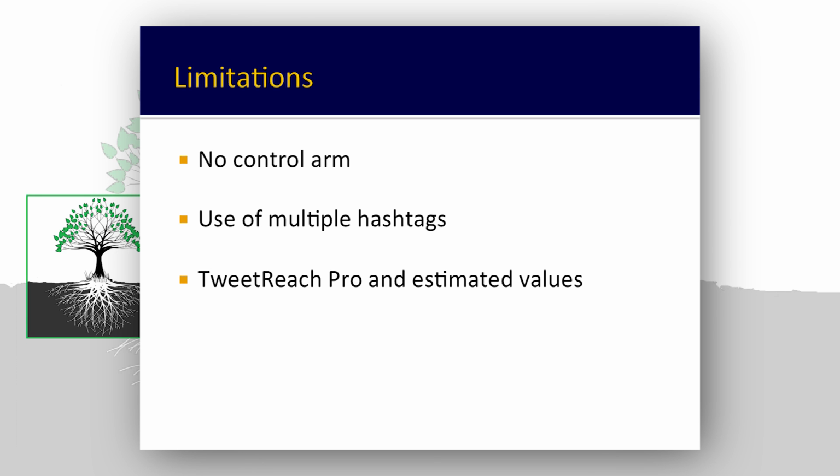Our limitations to our study: there was no control arm to the study. This was just a single arm intervention study. The use of multiple hashtags may have complicated our analysis by providing some overestimation, as sometimes the hashtags were used simultaneously. And lastly, TweetReach Pro provides an estimate of values. So if our content was delivered in a tweet that didn't contain one of the hashtags, it was not included in the analysis. So there was a potential for some underestimation in our metrics as well.